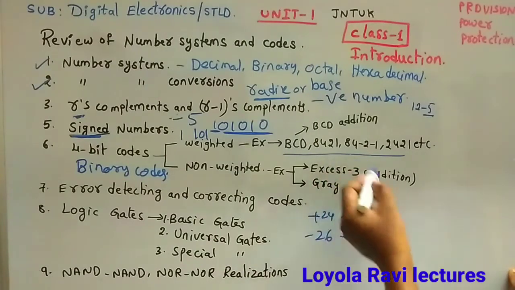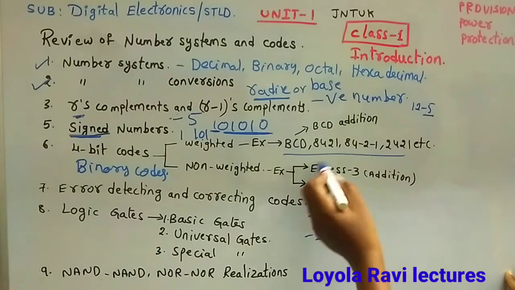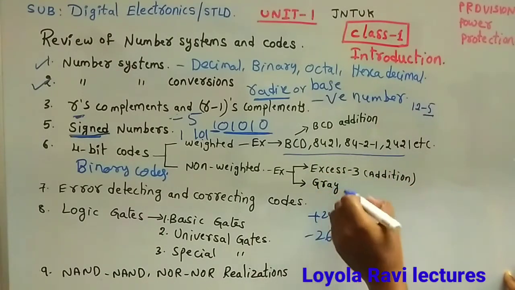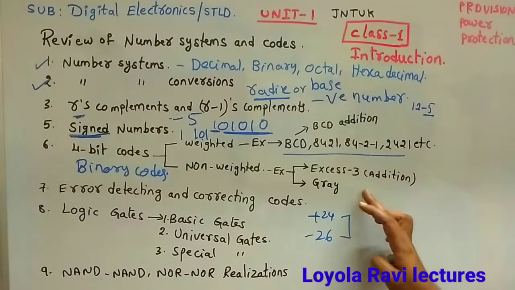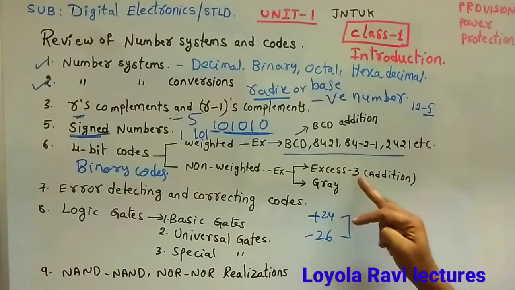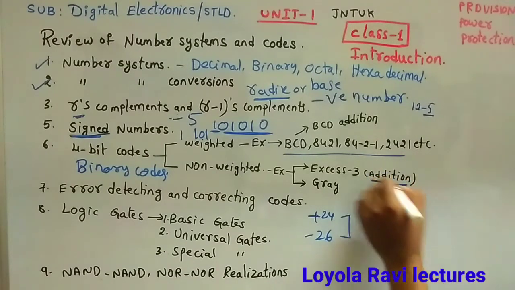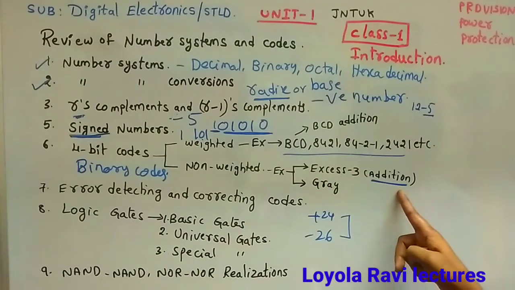How we can convert XS3 to binary and binary to XS3, and gray to binary and binary to gray. Like that, one number to another number, or one non-weighted code to another non-weighted code, how are we going to convert? Here we will see conversions also: XS3 to binary, binary to XS3, gray to binary and binary to gray. And in the same manner, XS3 addition also we will discuss here, same as BCD addition.